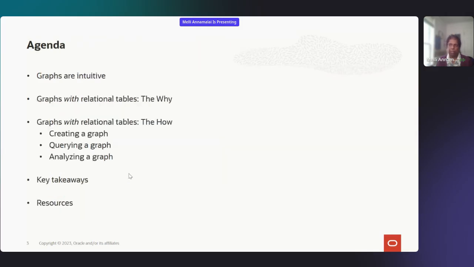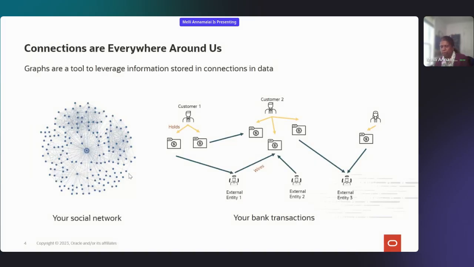So with that, here's my agenda. I will start with graphs are intuitive, which I know I don't need to tell this audience, but it's always good to recap and say, this is why graphs are so useful today. Then I'll talk about why we think graphs should be used with relational tables, or rather, graphs should be implemented with relational tables. And then talk about how we do this. I will talk about this from a user perspective: if you're working with graphs in a relational database such as Oracle, how do you create a graph, query a graph, analyze a graph, and so on. I'll pause periodically for questions.